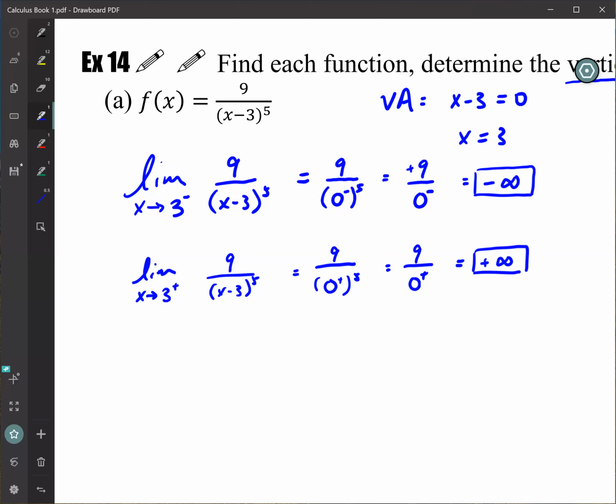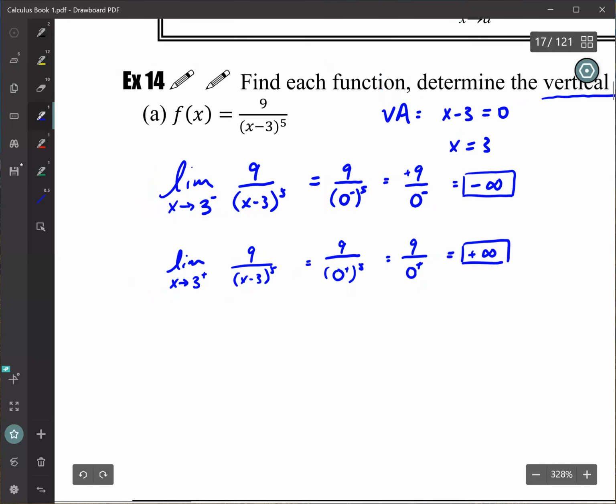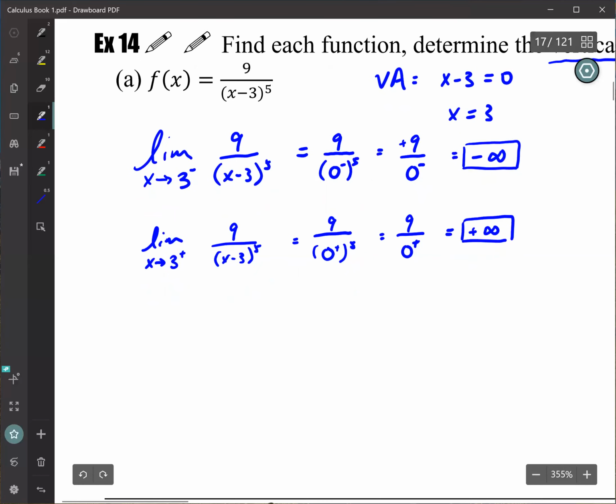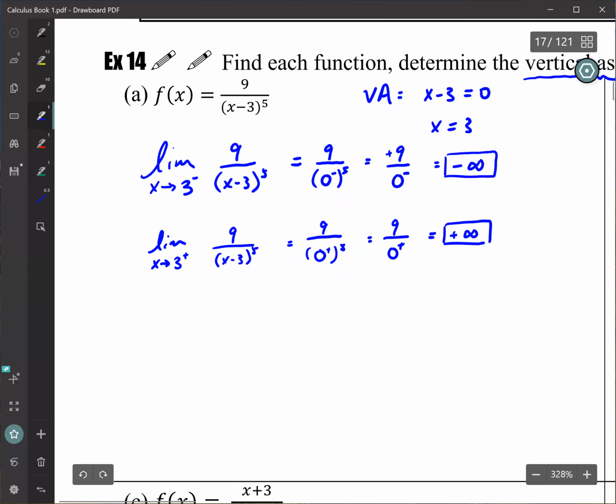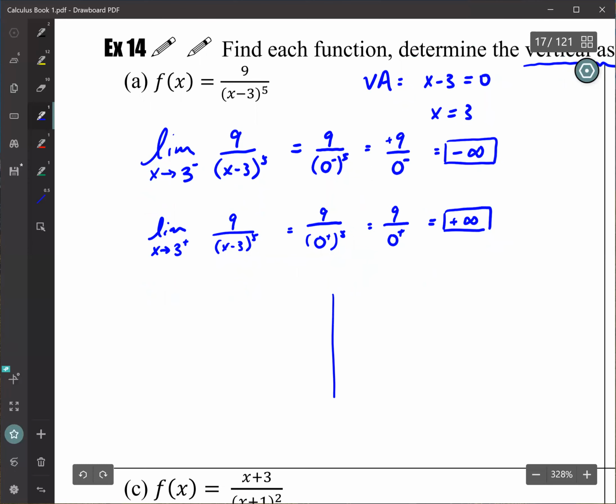Okay. So pretty straightforward, right? Nothing tricky. Just remember to check if it's bigger than 0 or less than 0. So how does that help us draw the graph? Okay, so we are going to make a picture.